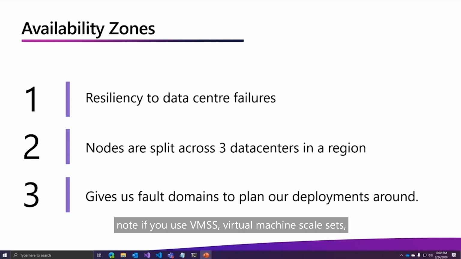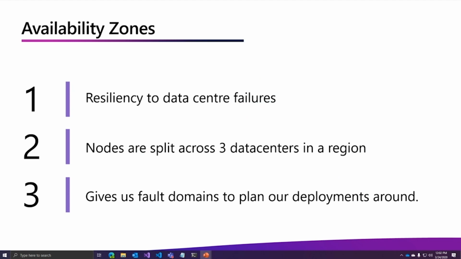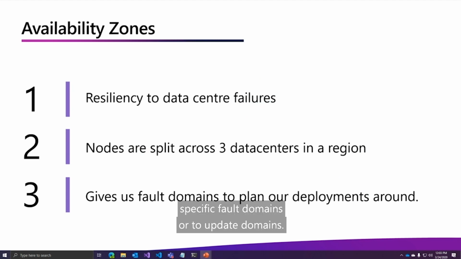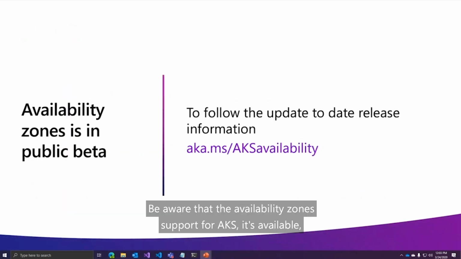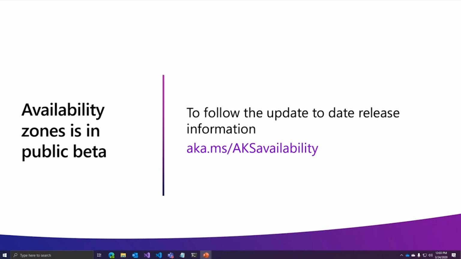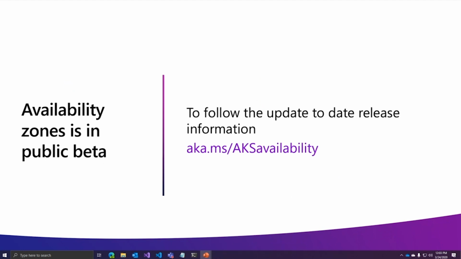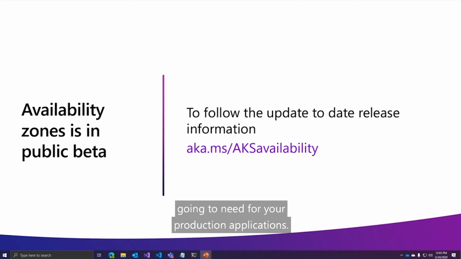Nodes, if you use VMSS, Virtual Machine Scale Set, the nodes are split across at least 3 data centers in the region. And again, this gives us fault domains to plan our deployment. So we can deploy to specific fault domains or to update domains. Be aware that the availability zone support for AKS is available, but it's still in public beta. So go and check the link on the slide if there are any updates about the release. But again, I would say start testing out this feature because it's something you're going to need for your production applications.